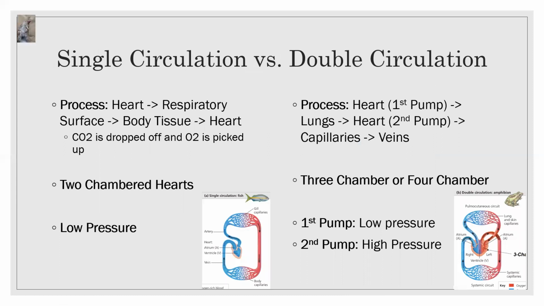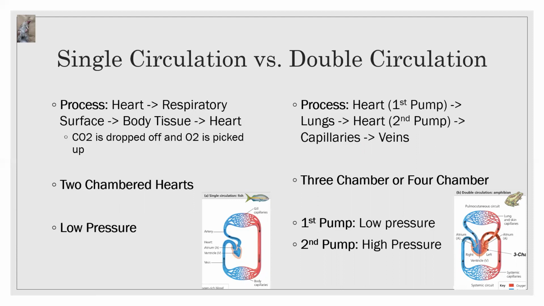So let's now talk about single circulation versus double circulation systems. In a single circulation system, the heart will pump blood to the respiratory surface, and there CO2 will get dropped off and O2 will get picked up. This oxygenated blood will go into the body tissue, perform diffusion, and then get pumped back to the heart. The system is usually in fish. It usually is run by a 2-chamber heart and is relatively low pressure.